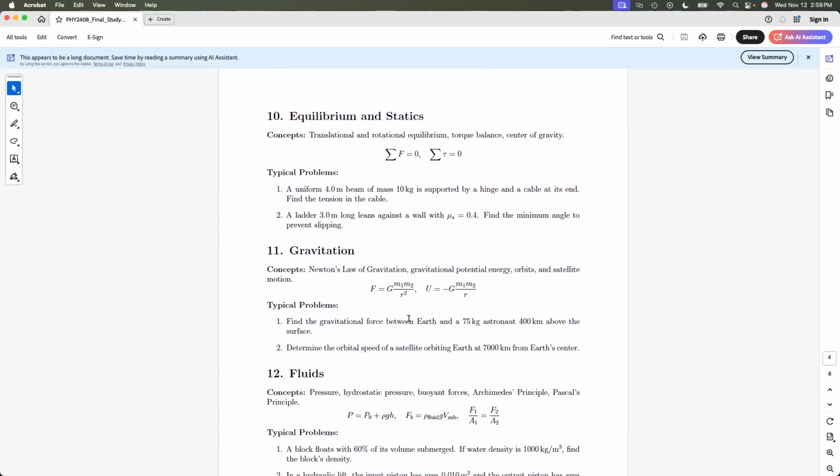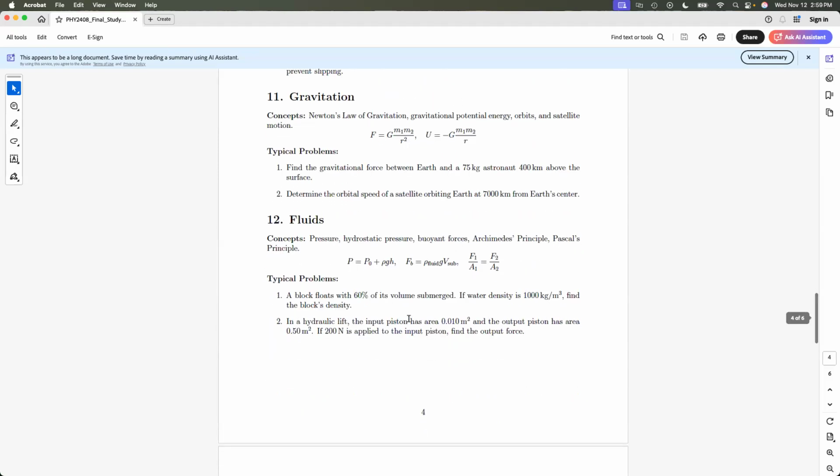Gravity, most gravity problems are plug and chug. I can ask a couple of conceptual questions about gravity. Make sure you understand how to get orbital velocity and escape velocity. You don't have to memorize how to derive those, but make sure you know how to use them.